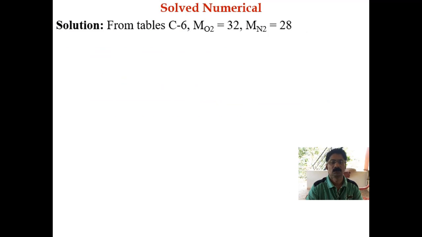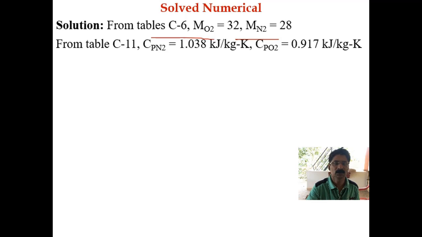Now to begin the solution, this is from table C6. He has taken the molecular weight of oxygen and nitrogen. In fact, it is not required because all of you know the molecular weight of oxygen as 32 and nitrogen as 28, but you have to use the table C11 to find the value of specific heat at constant pressure for nitrogen, which is 1.038, and specific heat of oxygen at constant pressure is 0.917.